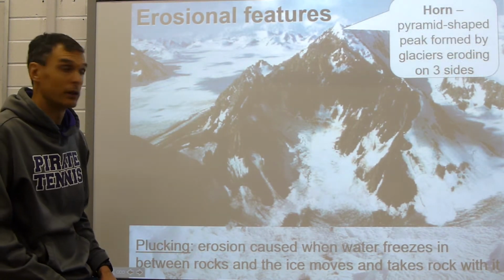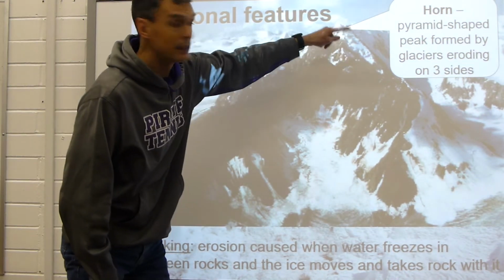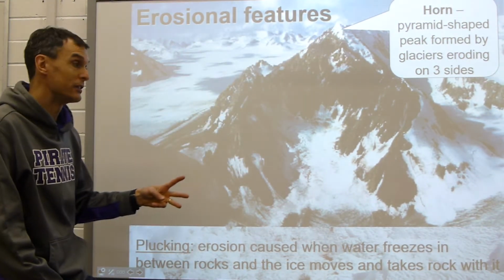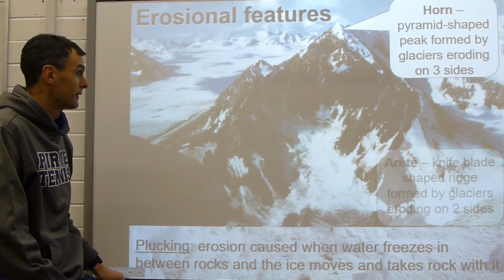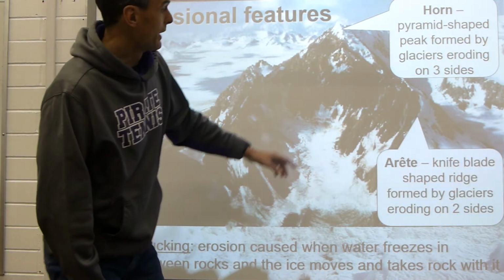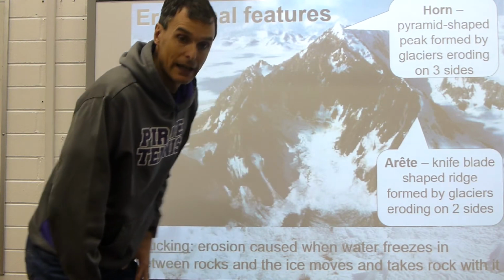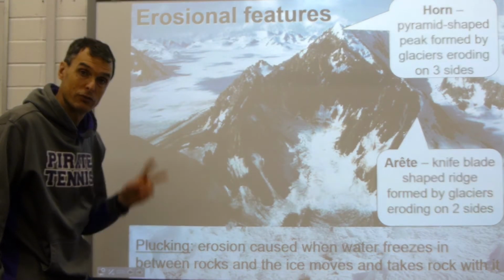The first one is what's called a horn. This is a pyramid-shaped peak where glaciers are eroding on three sides. The next feature is what's called an arete, and this is a knife-shaped ridge, and it's formed by glaciers eroding on two sides.